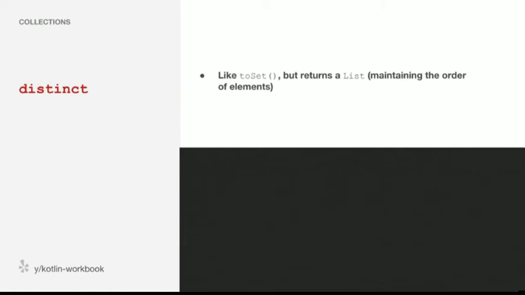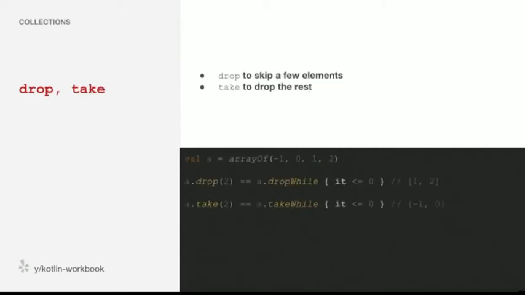The other one is distinct. It's kind of like toSet, but it returns you a list and also maintains the order of items because the default set actually doesn't. It's probably the exact same as toOrderedSet. It's just a different thing. So you get a list out of it instead of a set. But that's the functionality. Basically, it will drop items which evaluate to the same. So if you compare items and the equals method evaluates to true, then they'll be dropped, and only one of them will stay inside.